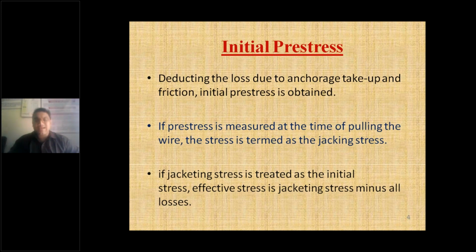Effective stress is jacking stress minus all losses. So here you have to calculate all the losses individually, and you have to subtract that from the jacking stress. Why? Because jacking stress will give you the initial stress which you are applying on the strands. Understand? So the jacking stress is nothing but the stress which we are applying. So by subtracting the losses from your jacking stress, you are going to get the effective stress. This is how the stress is going to be calculated.